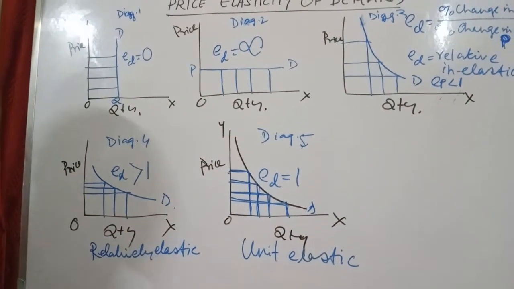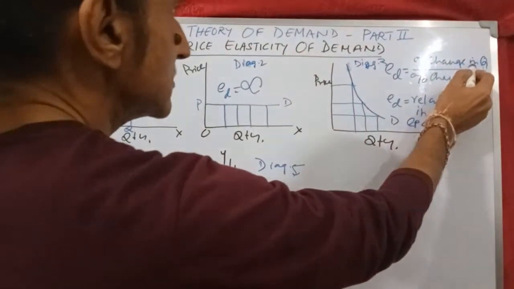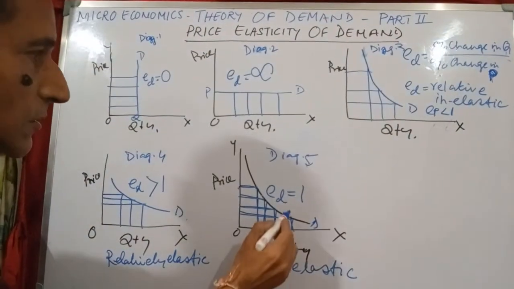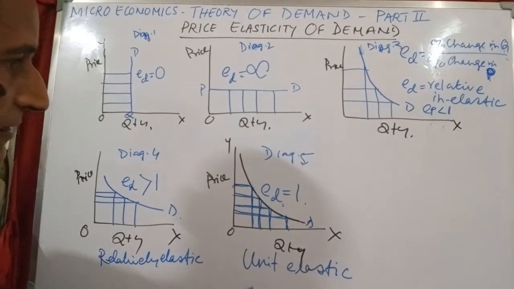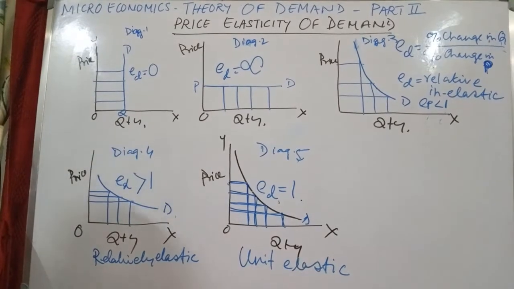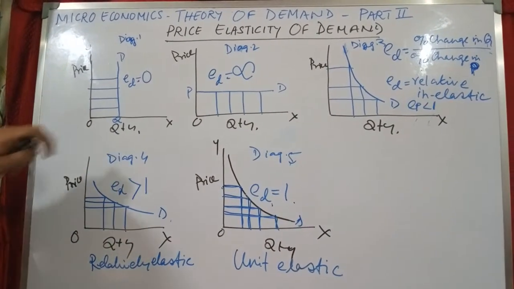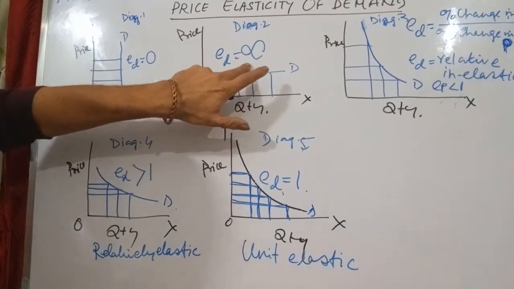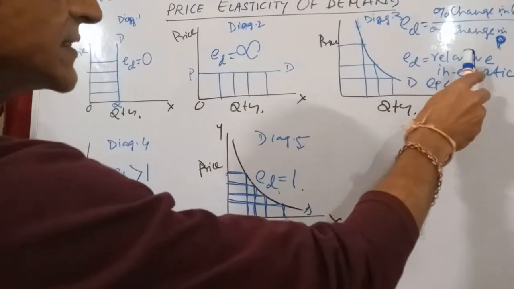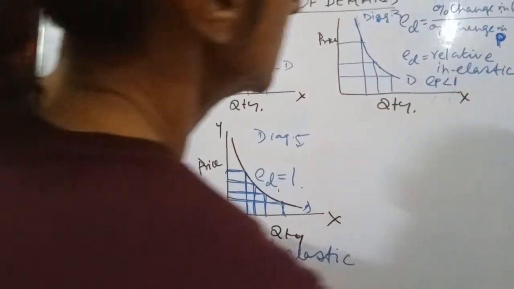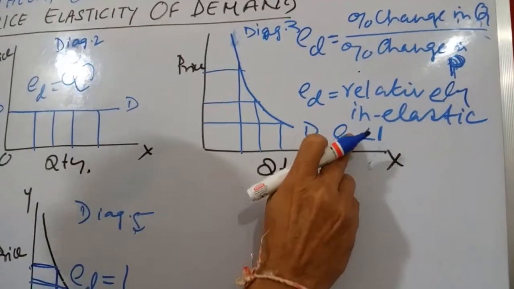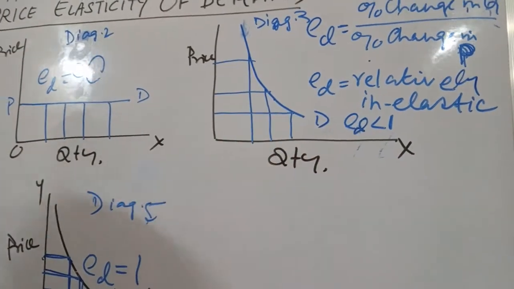In this case, the proportionate change in Q is exactly equal to the proportionate change in price. So price elasticity is equal to 1, that is called unit elastic. So we get price elasticity 0, price elasticity infinity, price elasticity relatively inelastic, that is less than 1.